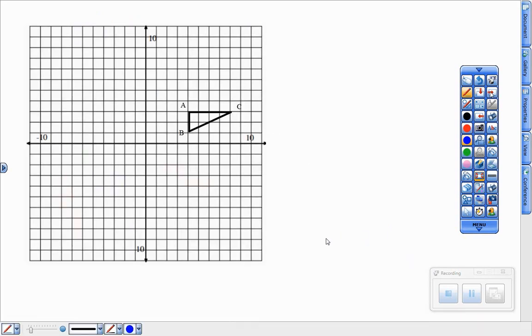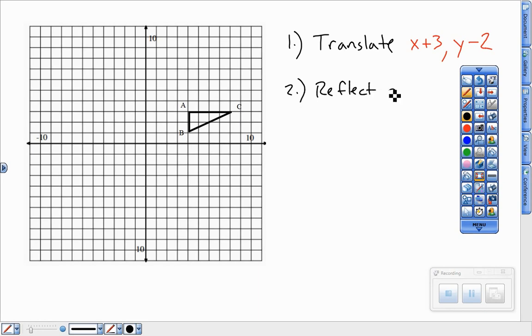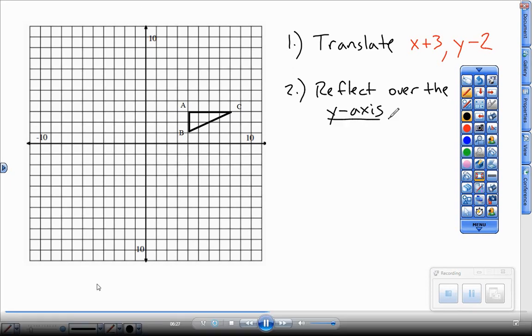Alright, the next two, I'm going to give you what I'd like you to do. So for this one, I want you to first translate (x + 3, y - 2). So I'm going right 3, down 2, right 3, down 2. And then I'd like you to reflect over the y-axis, which is the up and down axis line, not the side-to-side x line. Make sure you know the difference.